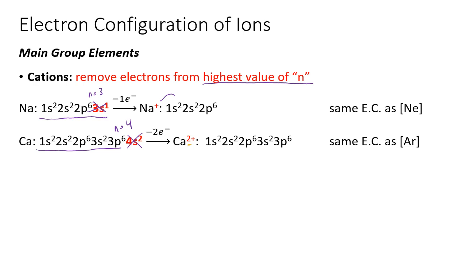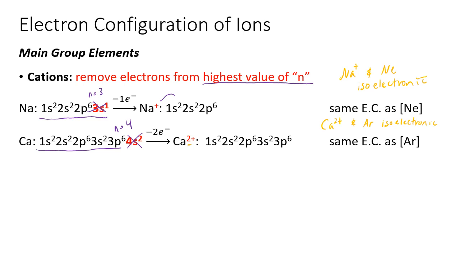So we say that the sodium ion and neon are isoelectronic because they have the exact same electron configuration. And we say that the calcium ion and argon would also be isoelectronic because they have the same electron configuration.